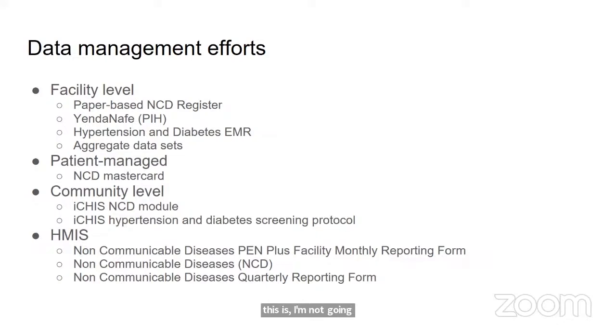Pertaining to patient management, we usually use the NCD MasterCards as they have the continuum of care for all NCD clients since enrollment and throughout their course of life. At the community level, we have the HMIS NCD module, which is being developed. Currently, we are finalizing the screening protocols for hypertension and diabetes. This is the starting point, and we hope we can add to the module as time goes by. Within the HMIS, which is the DHIS2, we have the 10 plus facility monthly reporting form, and we also have the quarterly reporting form.